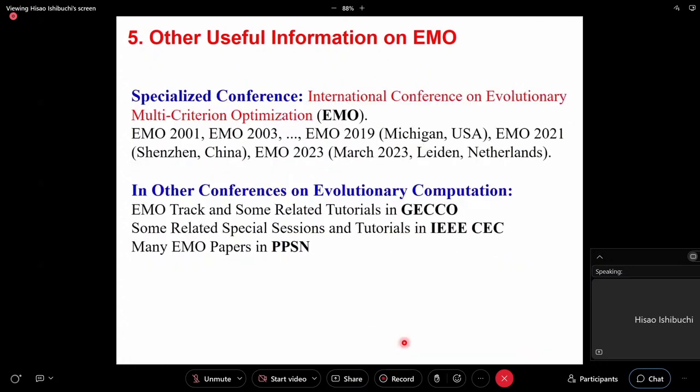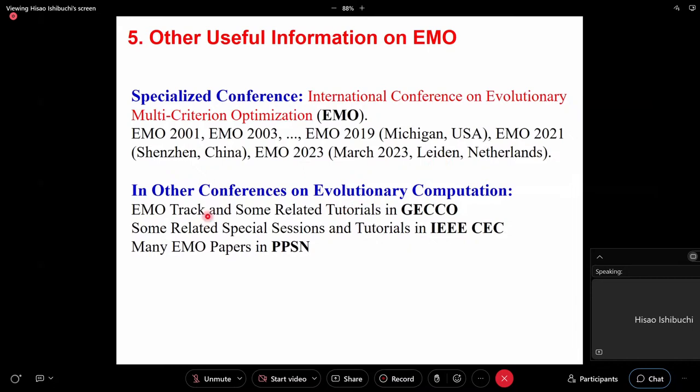And this is the information about conferences. We have a specialized conference, only for MO researchers: the International Conference on Evolutionary Multi-Criterion Optimization, the EMO Conference, held every 2 years. 2 years ago, I was the general chair, and we had the conference in Shenzhen, China. And this year, the EMO Conference was last month, in March, in Leiden, Netherlands.